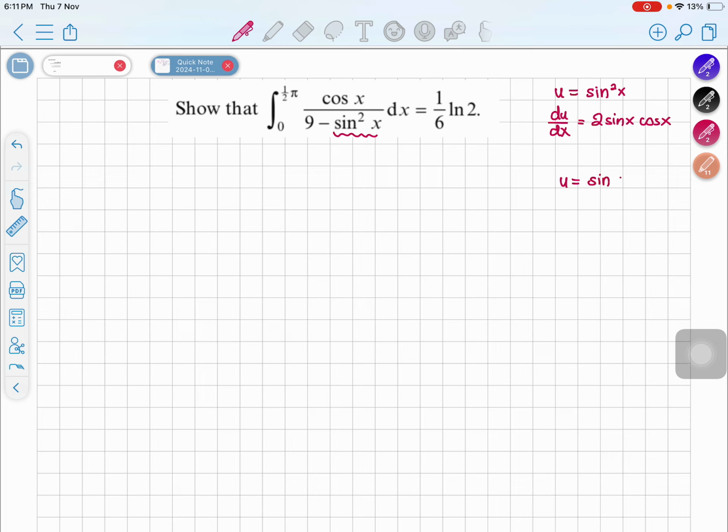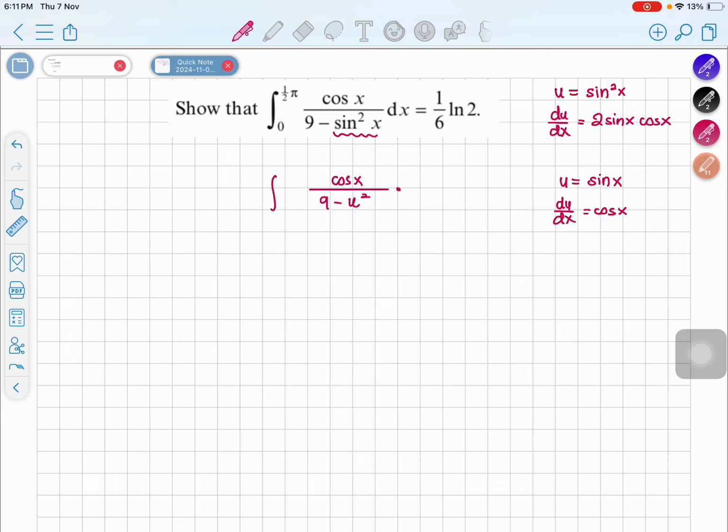So you might want to try something which is quite close to your numerator. If I take my u as sine x, then my du over dx will be cos x. At least this looks more promising than the other one. So let's see what happens. I integrate, and I have to change my limit. This one I'm leaving as cos x, but the bottom part I replace as 9 minus u squared.